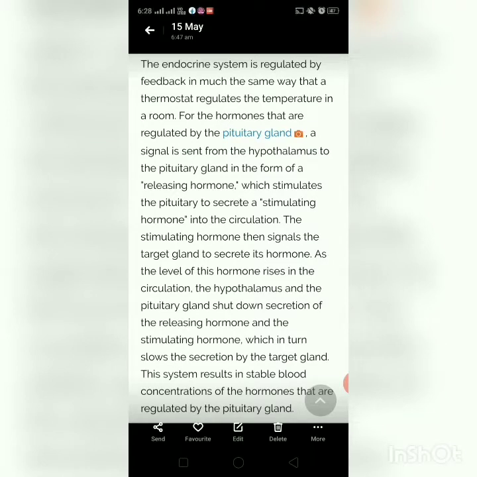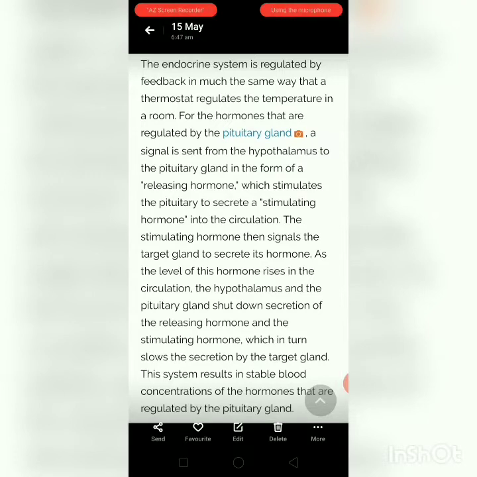The endocrine system is regulated by feedback in much the same way that a thermostat regulates the temperature in a room. For the hormones that are regulated by the pituitary gland, a signal is sent from the hypothalamus to the pituitary gland in the form of a releasing hormone, which stimulates the pituitary to secrete a stimulating hormone into the circulation. The stimulating hormone then signals the target gland to secrete its hormone. As the level of this hormone rises in the circulation, the hypothalamus and the pituitary gland shut down secretion of the releasing hormone and the stimulating hormone, which in turn slows the secretion by the target gland. This system results in stable blood concentration of the hormones that are regulated by the pituitary gland.